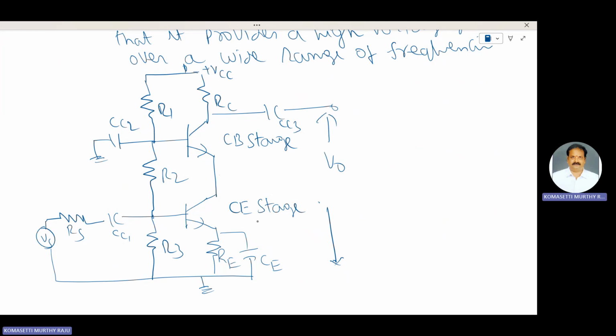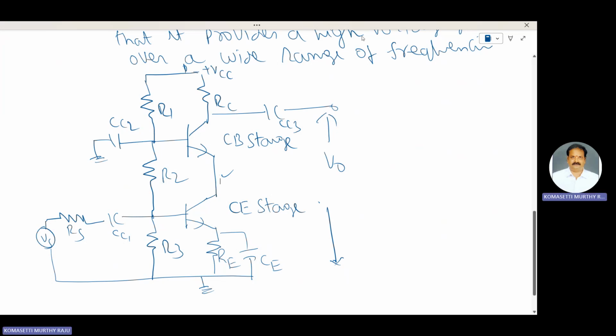Cascode amplifier configuration consists of two amplifier stages. First one is CE stage, second one is CB stage. It consists of a CE stage followed by a CB stage, directly coupled to each other, and combines some of the features of both the amplifiers.